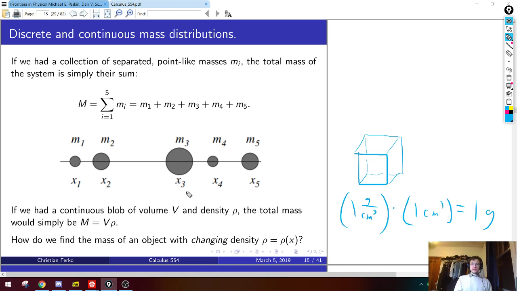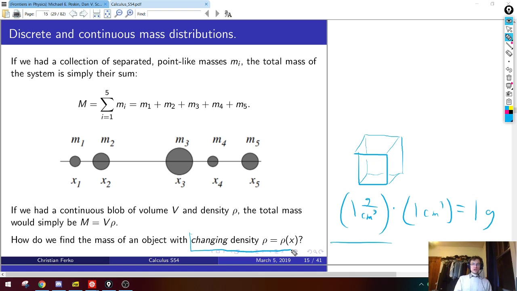So we know two different things. We know how to get the total mass of a system that has many different discrete masses, and we know how to get the total mass of a system that is continuous but has some constant density. Oops, this one's the density. Constant density everywhere.